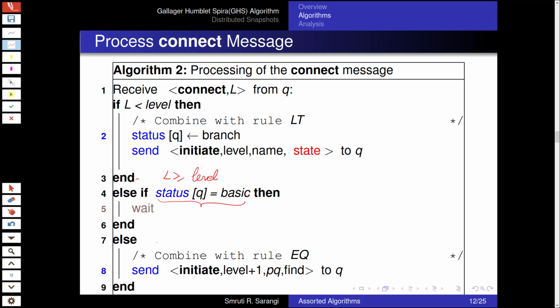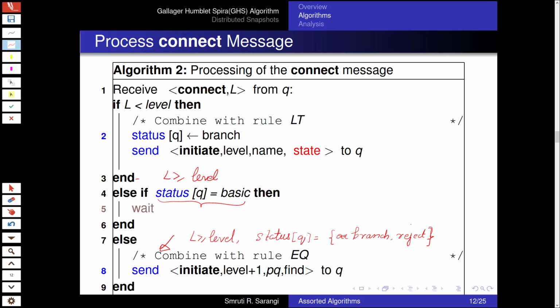But let's see, it is not basic. Then I come here and this is where we had left a question open. What we had said is that what happens here? So what happens here, now we know. So this basically means you reach over here, number one, if L is greater than or equal to level. Number two, if the status of the edge is either branch or reject. Okay.